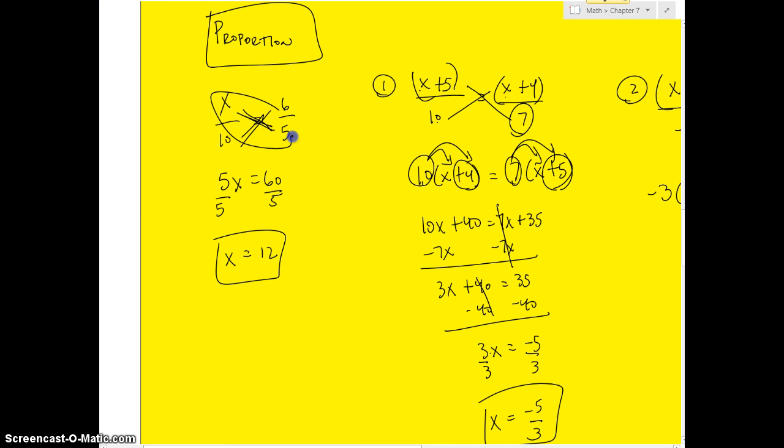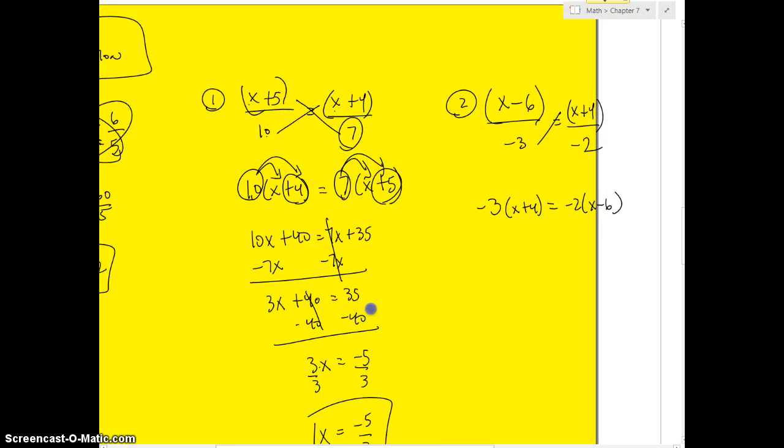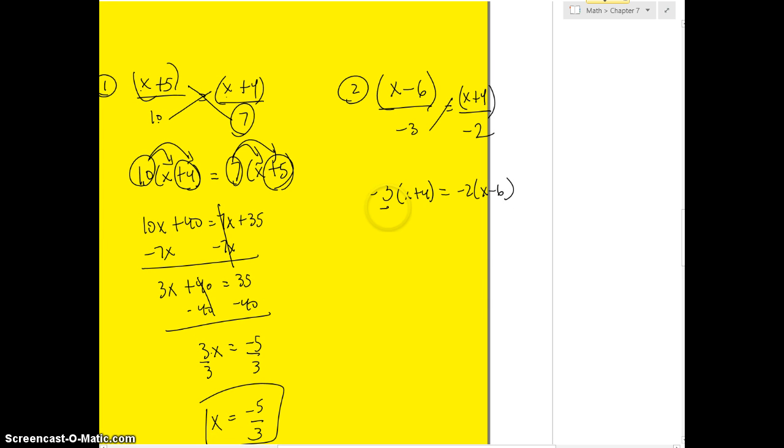Again, we're saying x times 5 equals 6 times 10 like we did earlier this year. So we'll distribute the negative 3 to the x and to the 4. That's negative 3x minus 12 equals negative 2x plus 12. Again, we want to distribute right there. We've got to be careful that we take that negative. It's negative 2 times negative 6 gives me positive 12.